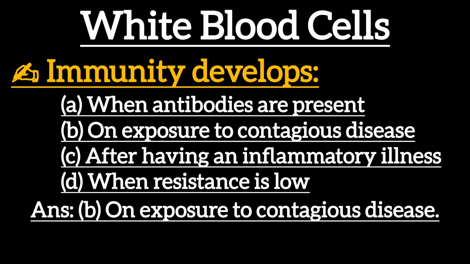Next one is immunity develops option A, when antibodies are present. Option B, on exposure to contagious disease. Option C, after having an inflammatory illness. Option D, when resistance is low. Correct answer is option B, on exposure to contagious disease.